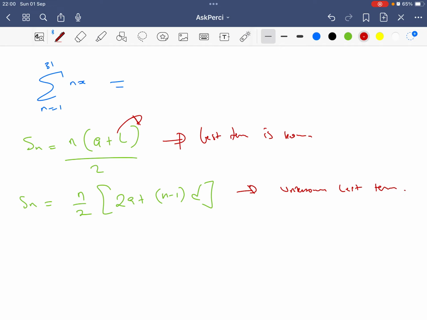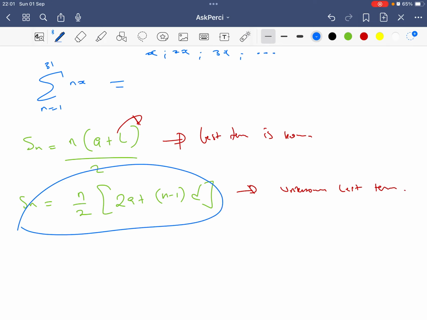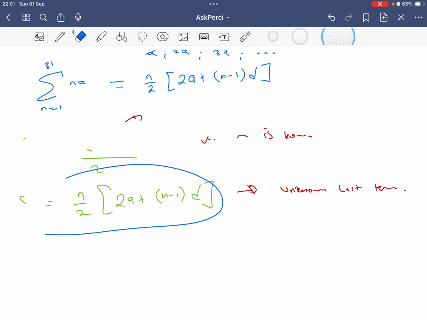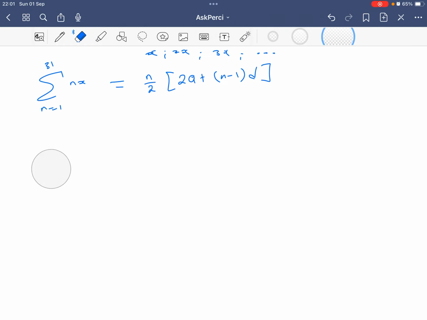Okay, and in this case, we don't know our last term, right? Remember, the arithmetic sequence was x plus 2x plus 3x, and it went all the way to infinity, so the last term is unknown. So we're going to choose this equation here. Therefore, this is equal to n over 2, 2a plus n minus 1 times d. Great. Now we've chosen the formula which we're going to use.